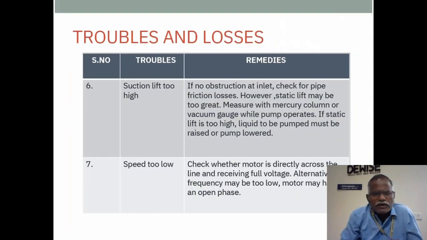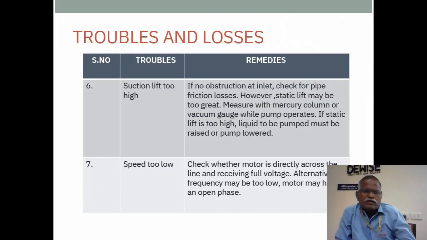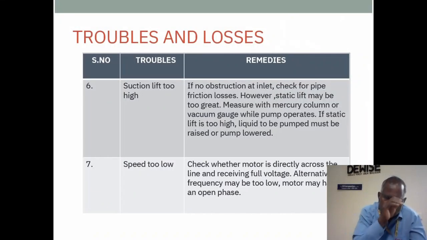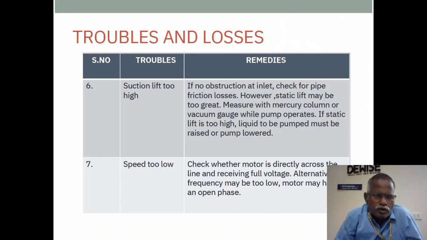Suction lift too high. If there is no obstruction at the inlet, check the pipe friction losses. However, the static lift may be too great. Measure it with the mercury column. If the static lift is too high, the liquid cannot be raised, so the pump will be lowered. Suction lift too high means the pump should be lowered very near to the water level, and then flow will be obtained. This is the remedy for the suction.